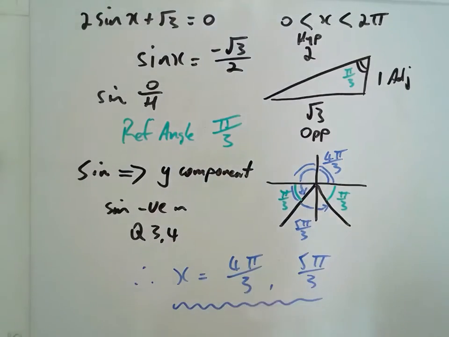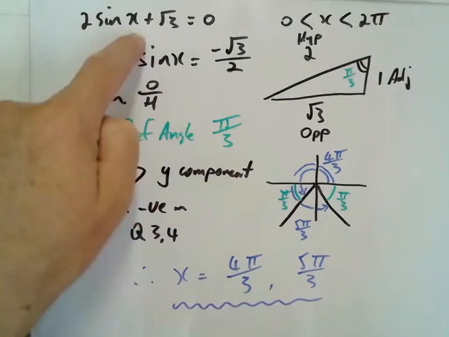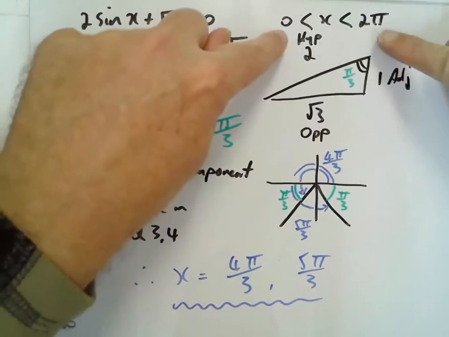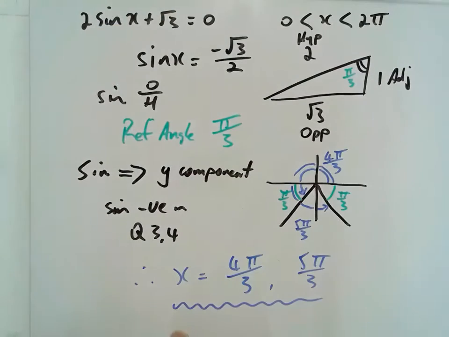So we have two values for x that satisfy this original equation. They're both between our domain restrictions. X can equal 4 pi on 3 or 5 pi on 3.